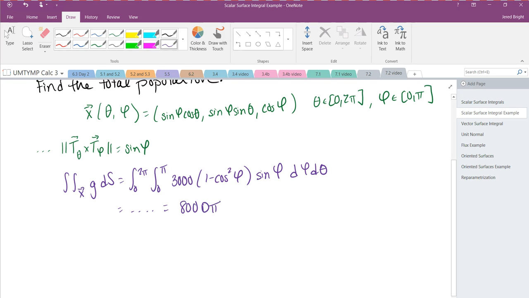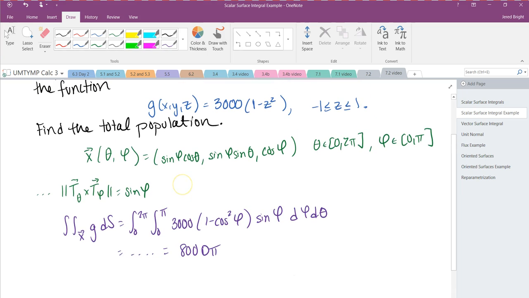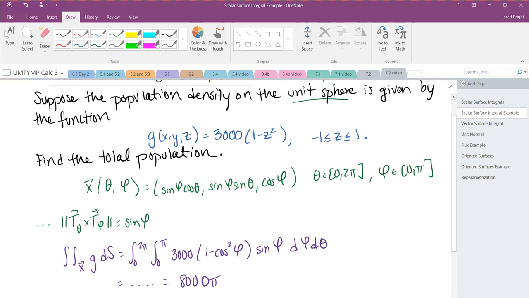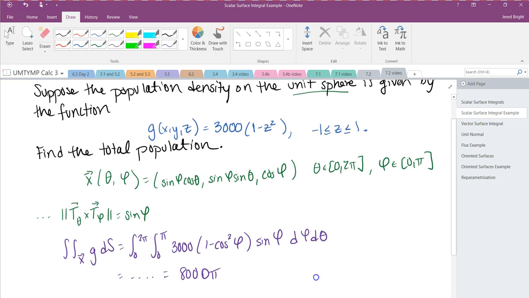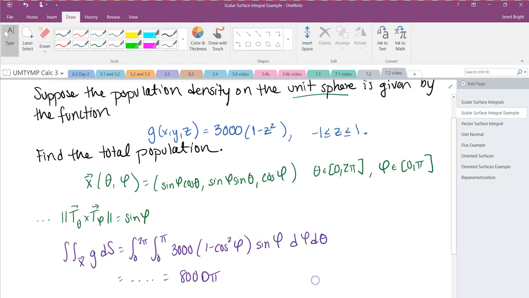So in this world where we all live on a sphere, where this function g gives us the population density at a particular place on the unit sphere, we say that the total population is 8,000 pi, or about 25,000. That's interesting. But anyway, just a nice example of how to use a scalar surface integral.